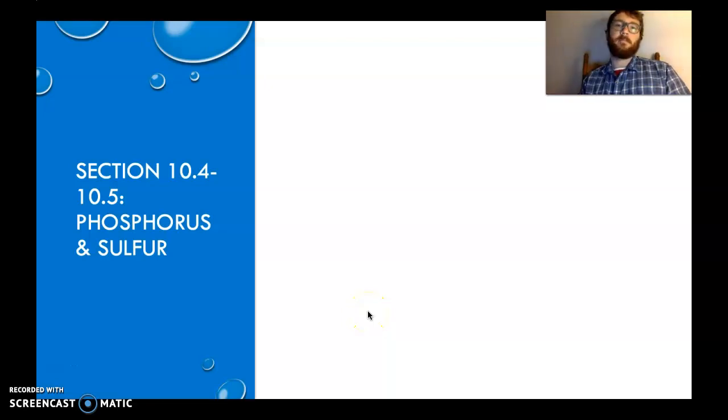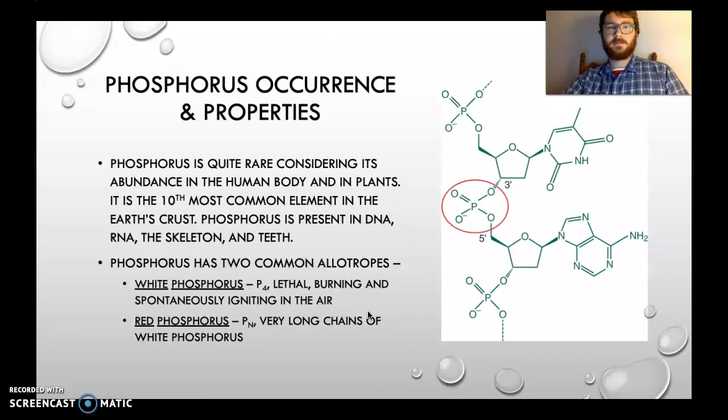This section I'll be combining 10.4 and 10.5 on phosphorus and sulfur. I did that just because there's not too much on phosphorus and not too much on sulfur that your book wants you to know, but they are pretty important nonmetals. So, let's begin with phosphorus. Why is phosphorus useful, and why is it a useful nonmetal?